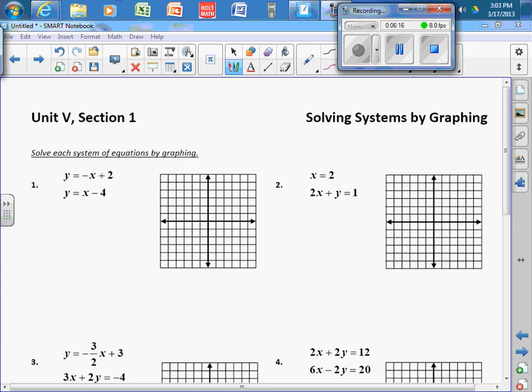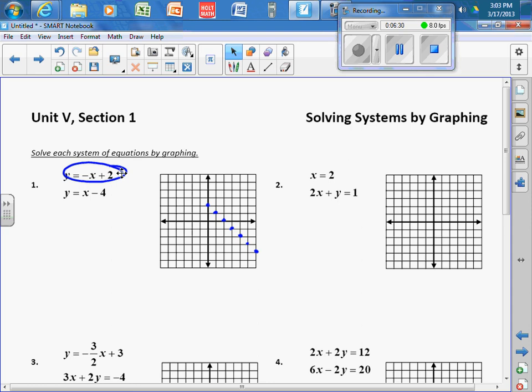We're going to graph this line, y is equal to negative x plus 2. We go to positive 2 and down 1, right 1 because the slope is negative 1, and we graph the line. And then we're going to take y is equal to x minus 4, and we're going to graph that line.